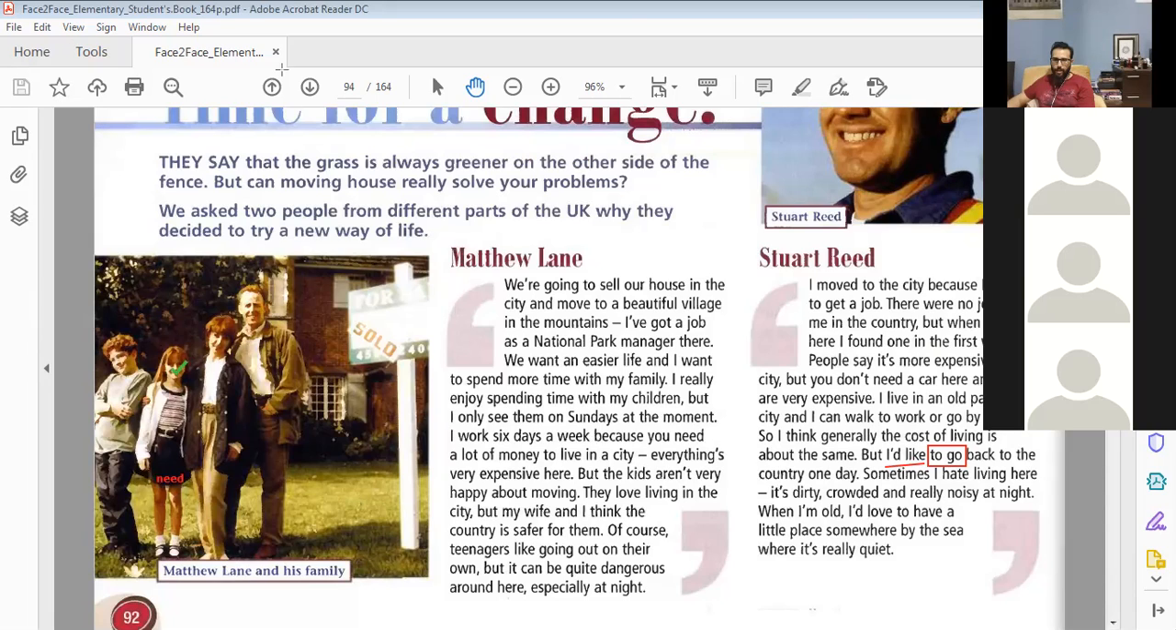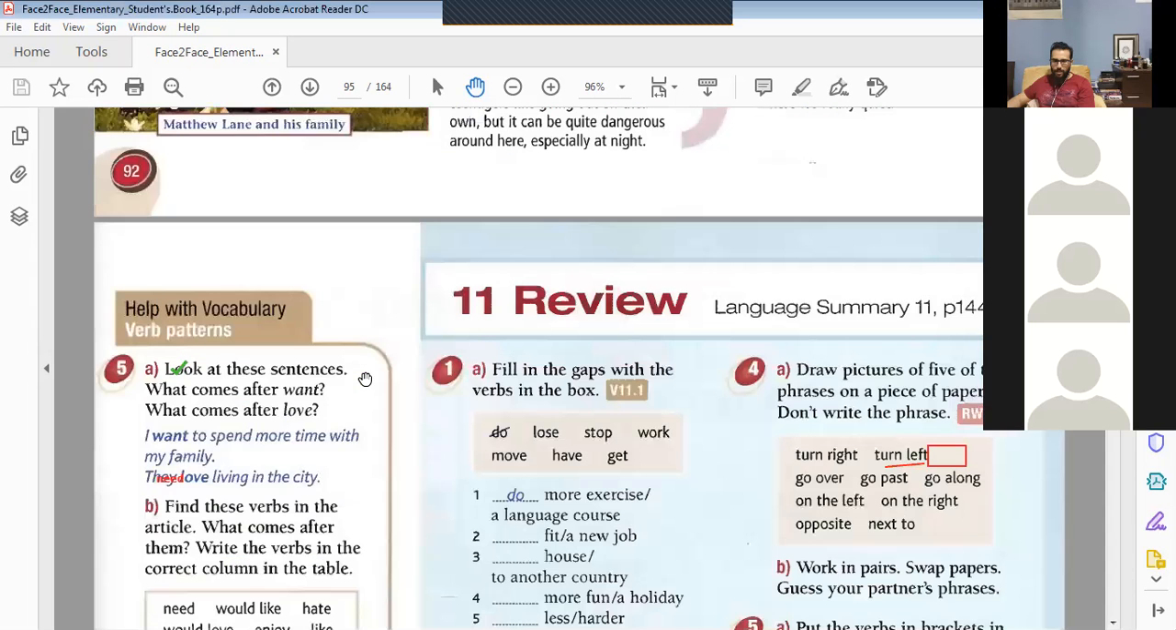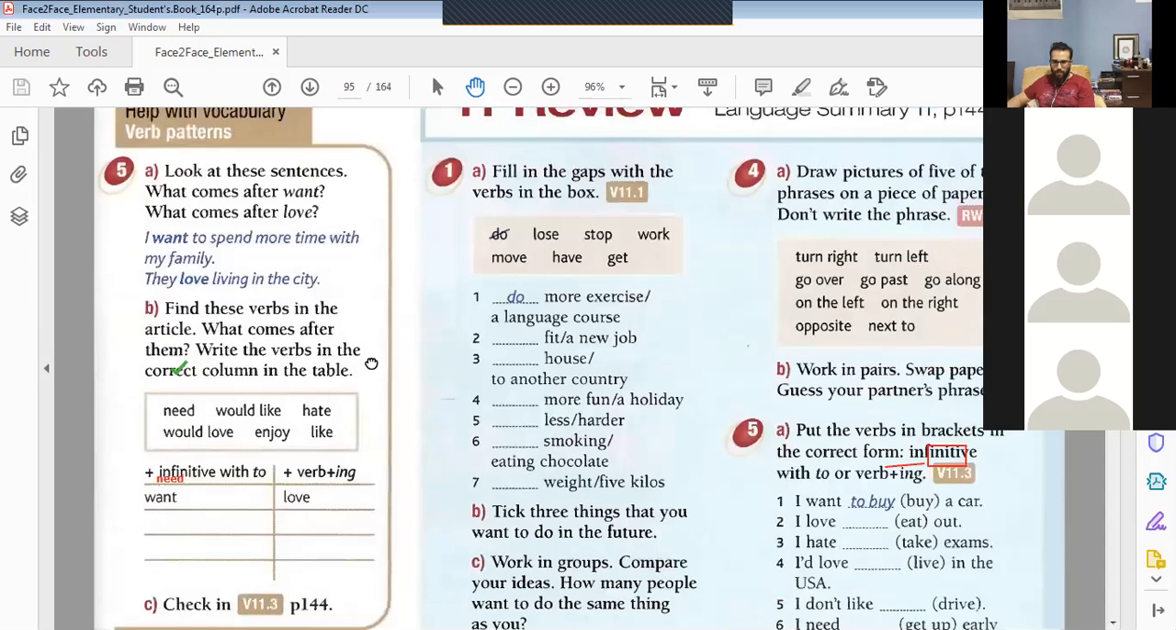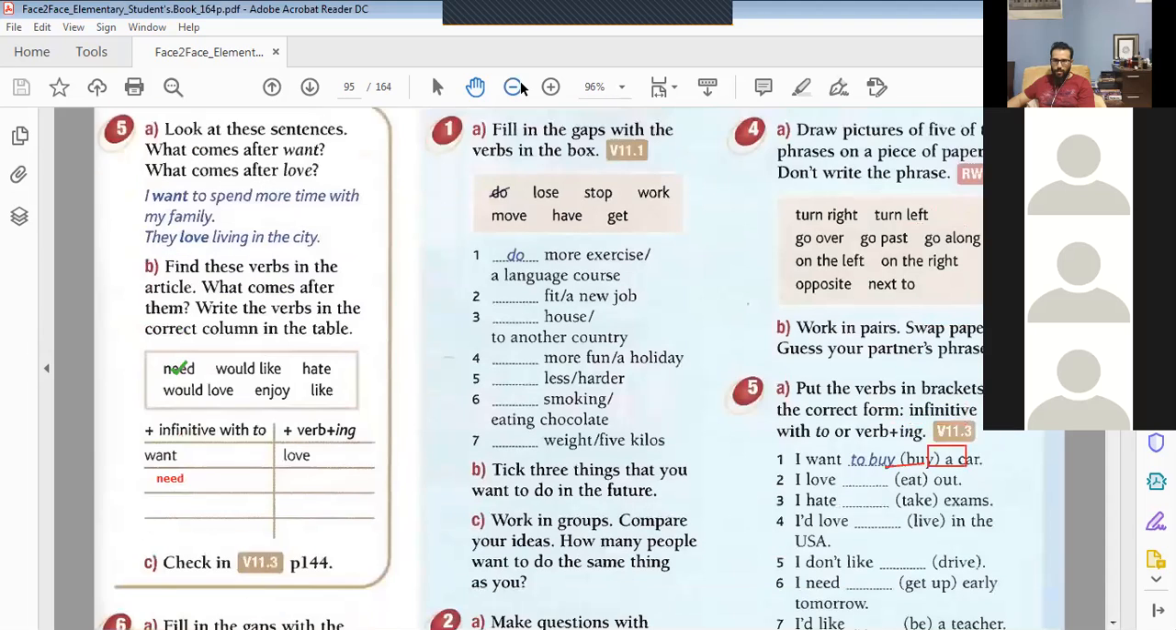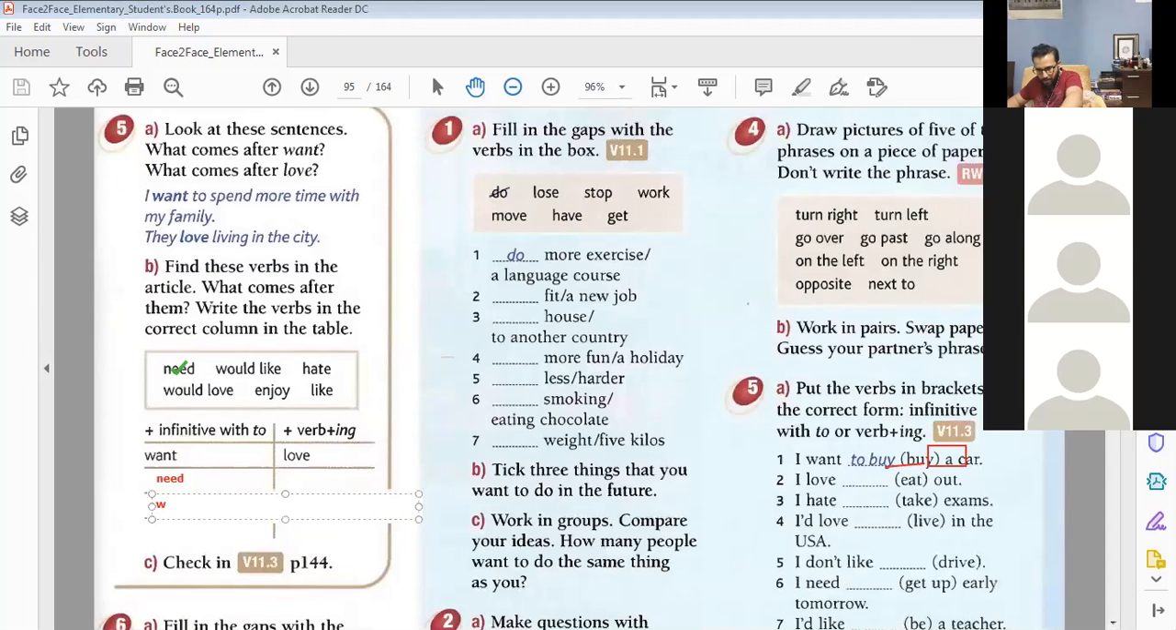Okay, so let's go back to the table and let's write here infinitive with to. So would like, we use infinitive with to after it. All right. What about hate? What do we use after hate? Let's check.